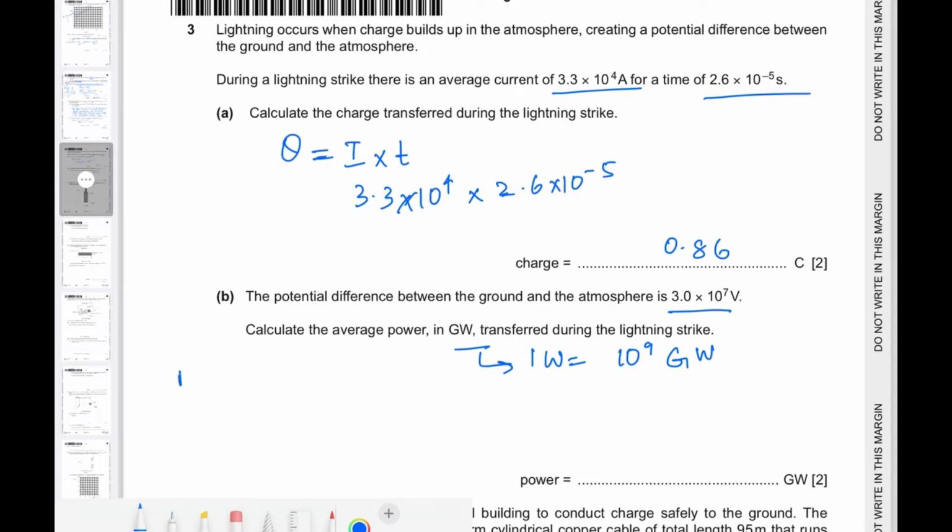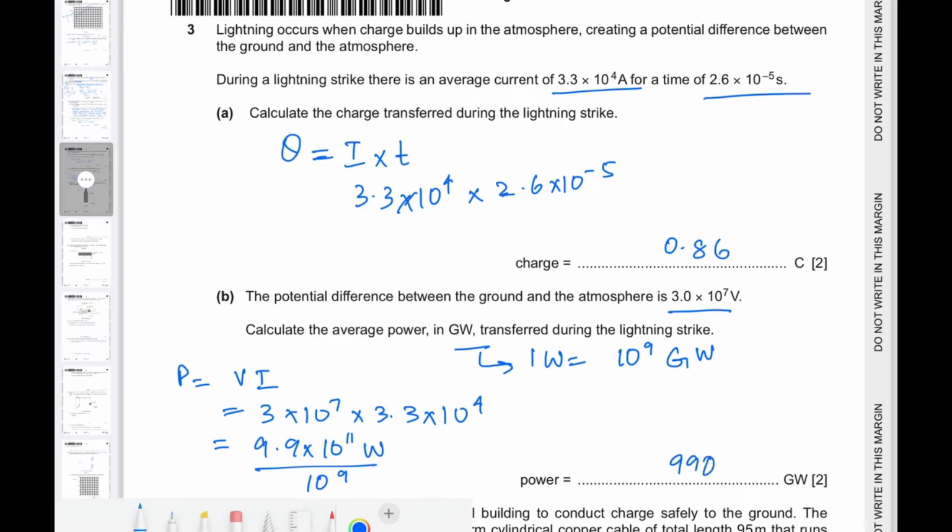Using the information we are given, we can use the formula power is equal to voltage multiplied by the current, and that's again very straightforward. This is equal to 9.9 times 10 raised to 11. You divide that by 10 raised to 9, and this will lead you to 990 gigawatts of power.